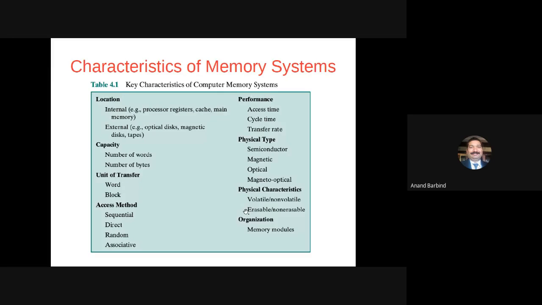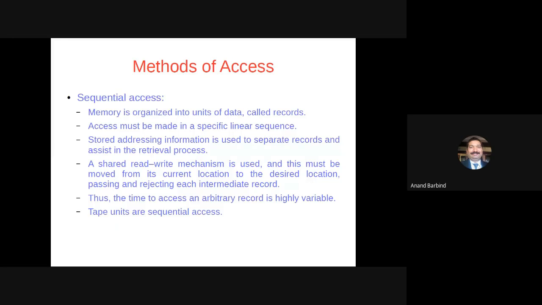Then how memory is organized, that is memory modules. Whether it supports modules, and from the smaller memories, is it possible to build the bigger memories? Does it support that? Depending on that, how memory is organized differs from one type of memory to the other. So that is also one of the major characteristics of the memory. We shall go into the details of all these characteristics.